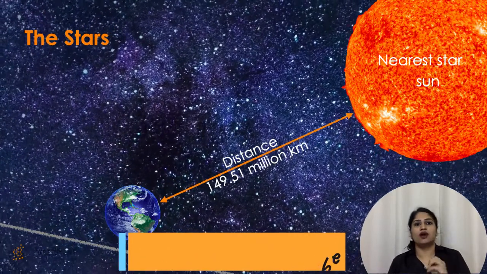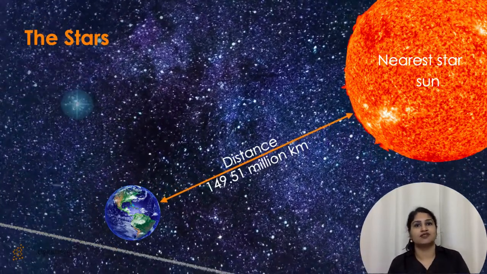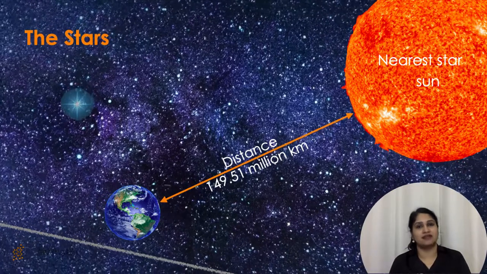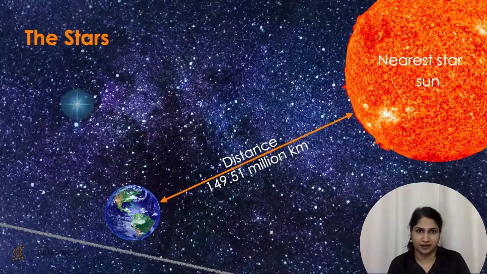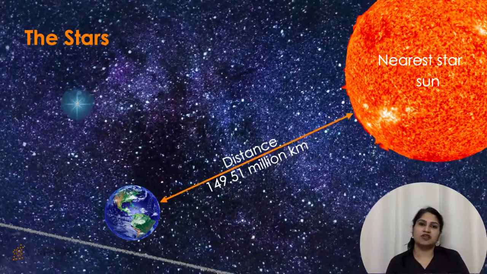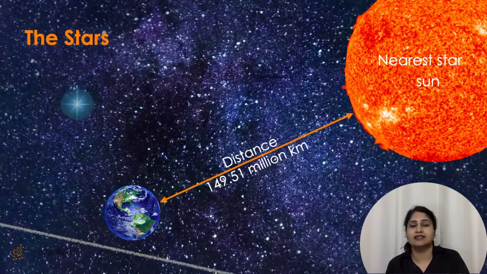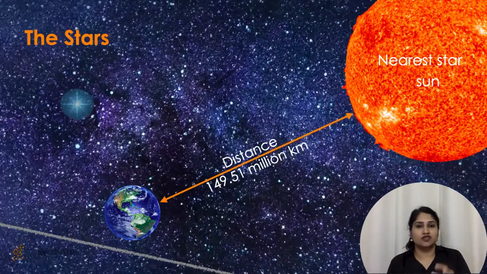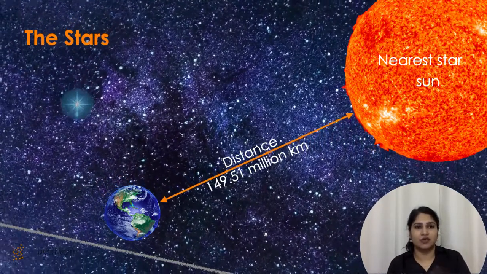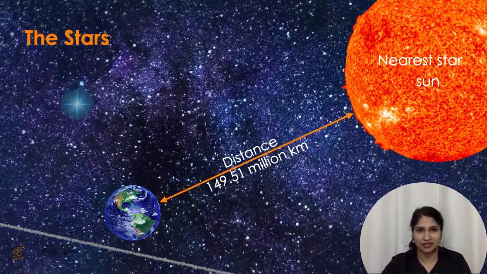There is only one star in the sky which appears to be stationary. This is known as the pole star or Dhruvatara. This pole star appears to be stationary as it lies on the axis of Earth. The axis of Earth is fixed. That's why pole star is stationary.